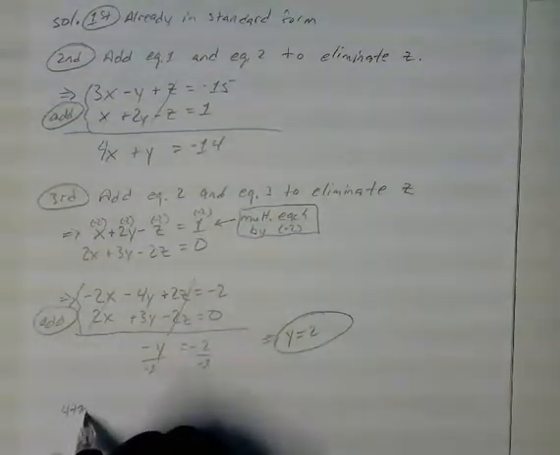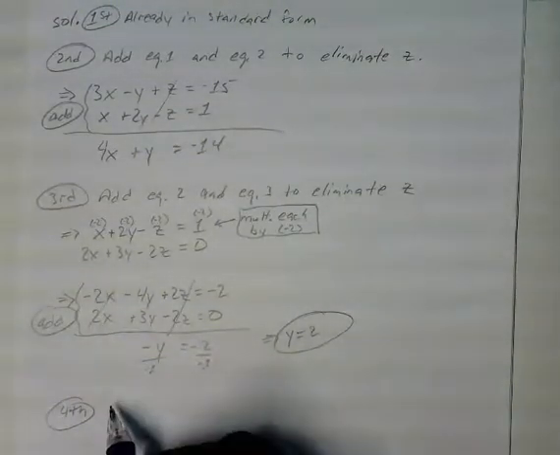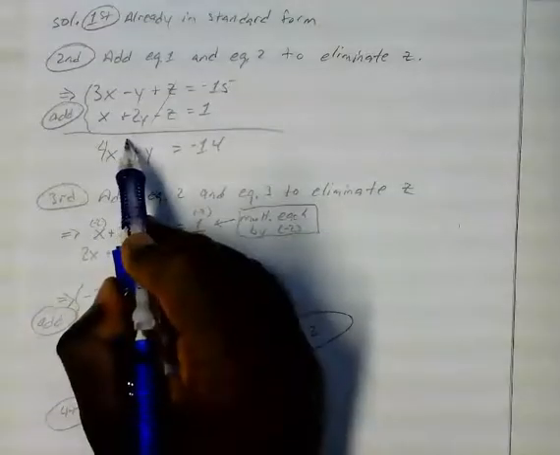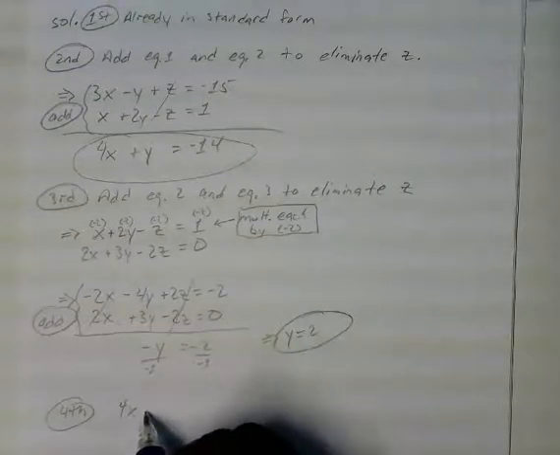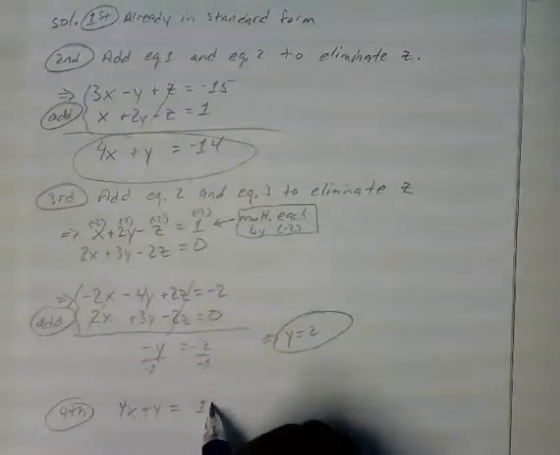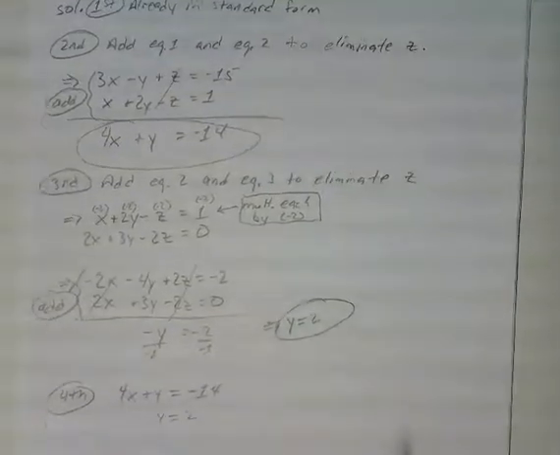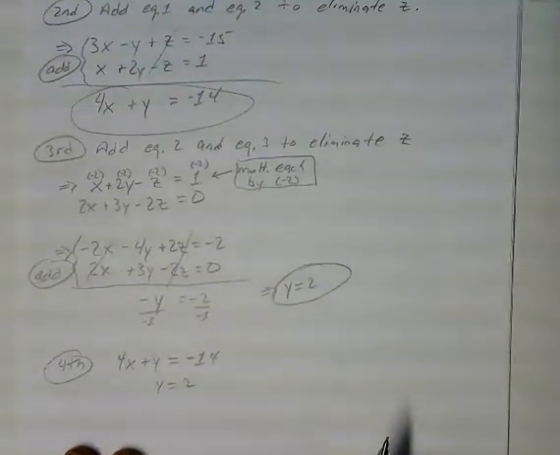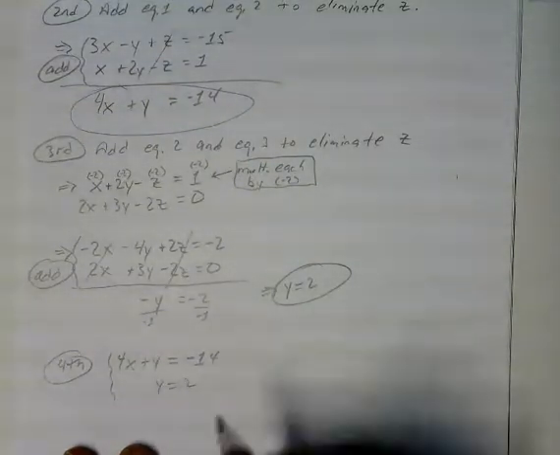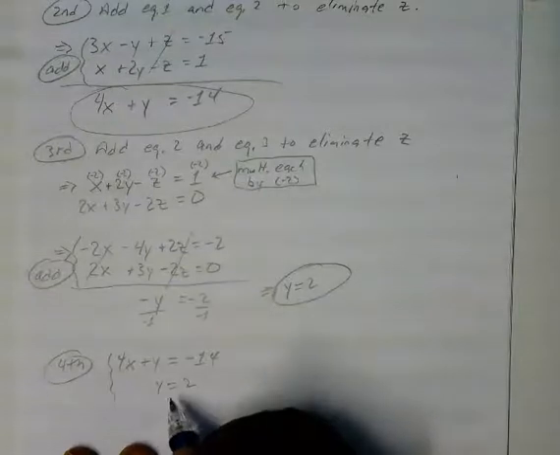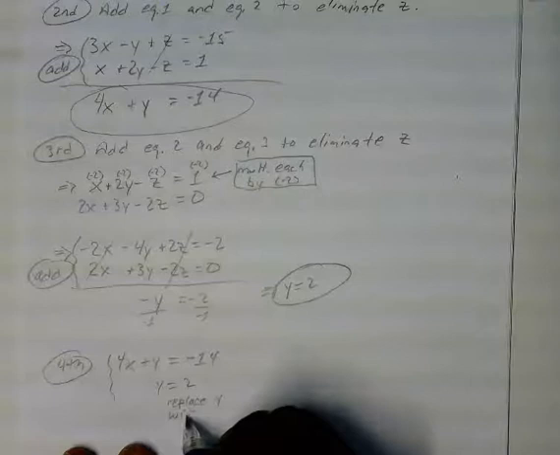Okay, so the fourth step, we're going to go ahead and get those two. So we have our second step and third step that we go ahead and add together. So really we have 4x plus y equals -14 and y equals 2. So bring that up a little bit more. There we go. Okay, so all we have to do is plug in there. So replace y with 2.